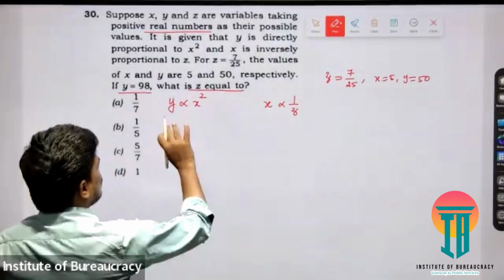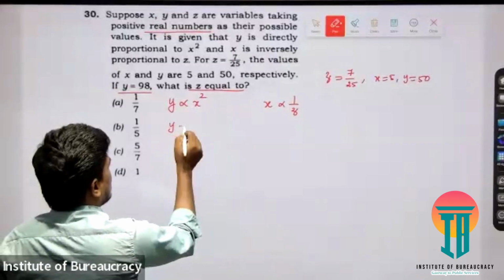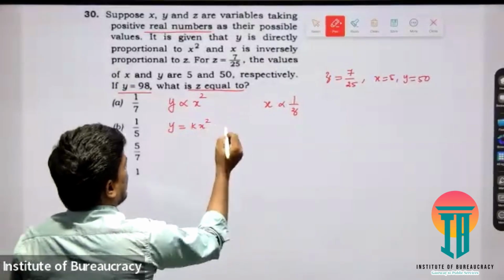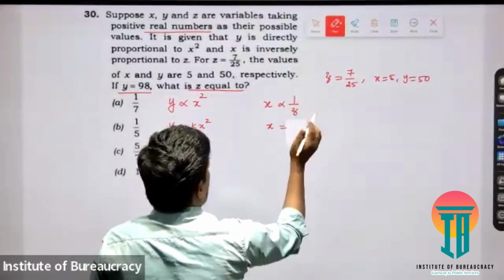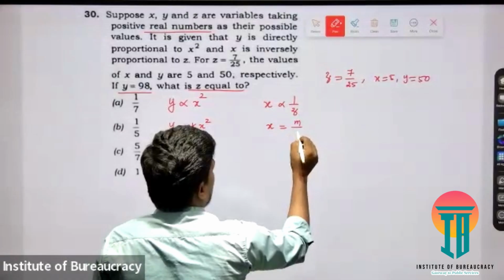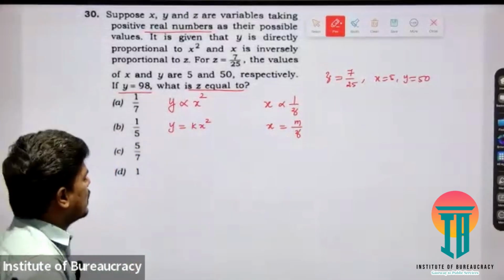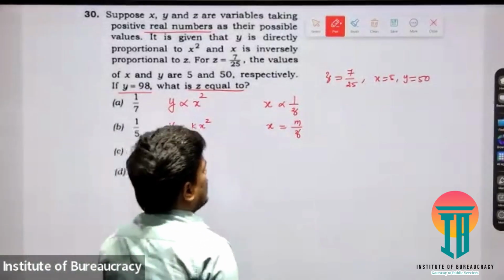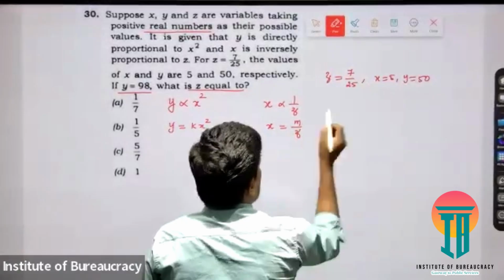Okay, now let us remove this proportionality by using a constant. Y is equal to some k x square. Yes, x is equal to some m by z, whatever, m by z. M, k are some constants. Now what they said, z is 7 by 25. X value is what?